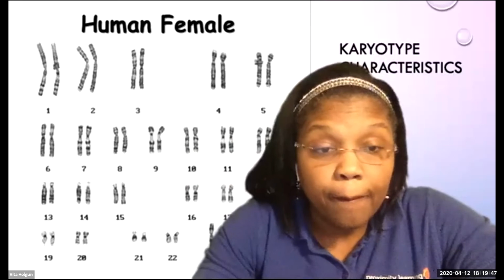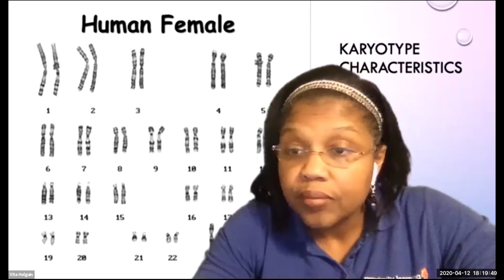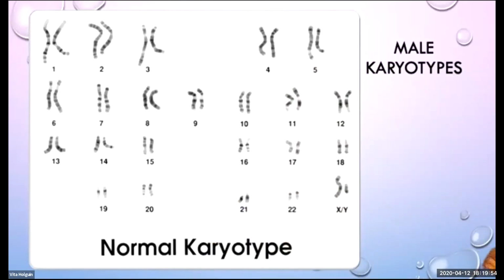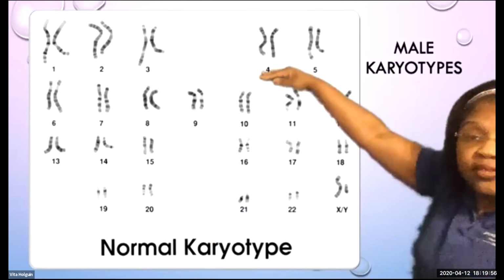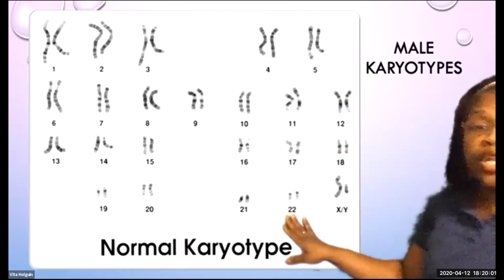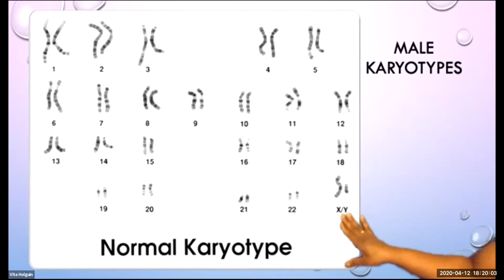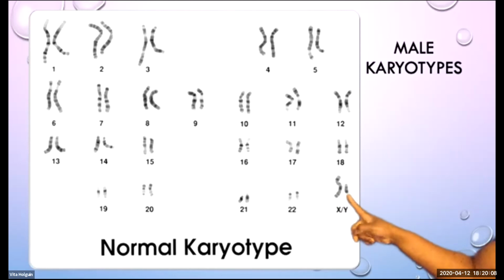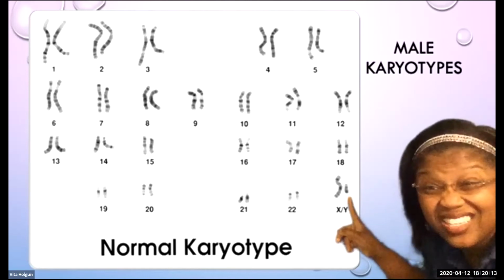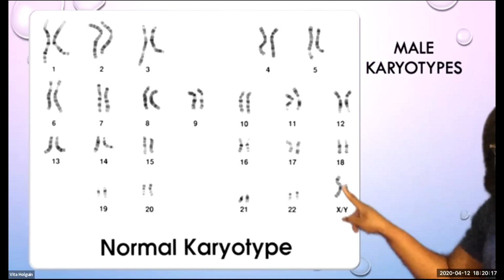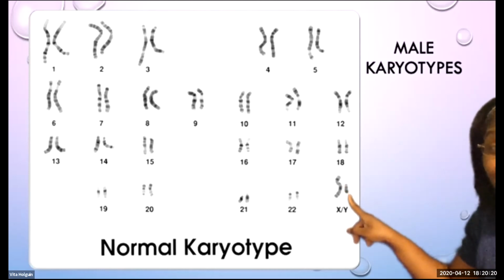Let's look at this one. Okay, this is a normal male. Notice the similarities. 1 to 5, 6 to 12, 13 to 18, 19 to 22, and then there's my X and Y. But do you see the difference here? You see how my X is really long and they have a little short thing here? That's the Y. I hate to break it to you guys, but that's it. Yeah, this is what makes you a guy.